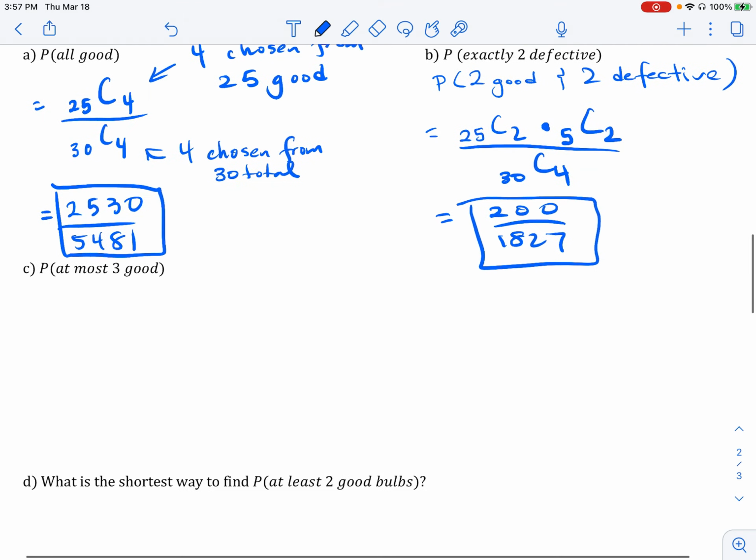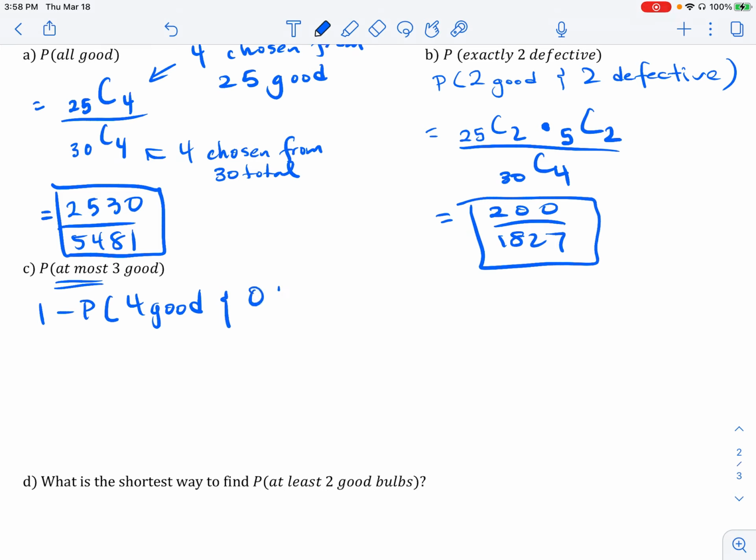And I'm going to let you try part C on your own, and you can check my solutions. But again, think about that word "at most" and what might be a more efficient way of going about doing this, right? Hint, you might want to think about 1 minus the probability that all 4 are good and 0 are bad. Okay, so go ahead and try part C and D, and you can check my solutions with what I have in Google Classroom.